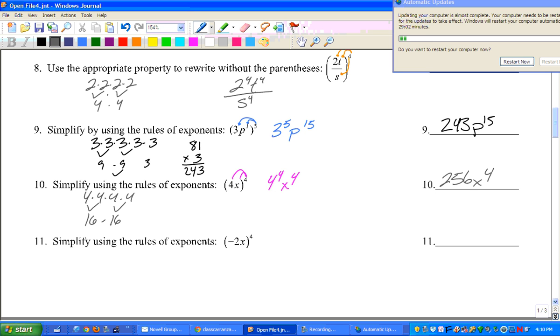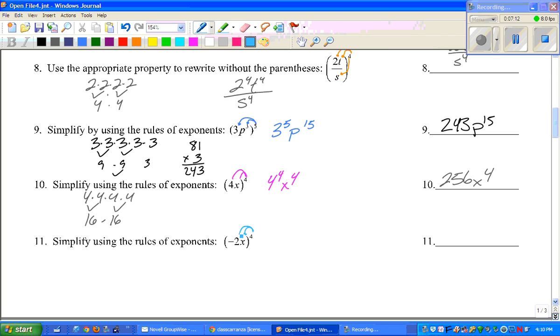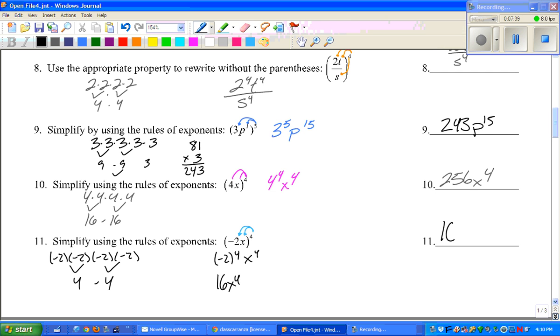Okay? And number 11, simplify using the rules of exponents again. We're going to distribute. Okay? And that's negative 2 to the 4th power. So negative 2 to the 4th, x to the 4th. So that's negative 2 times negative 2 times negative 2 times negative 2. 4 times 4. 16x to the 4th.